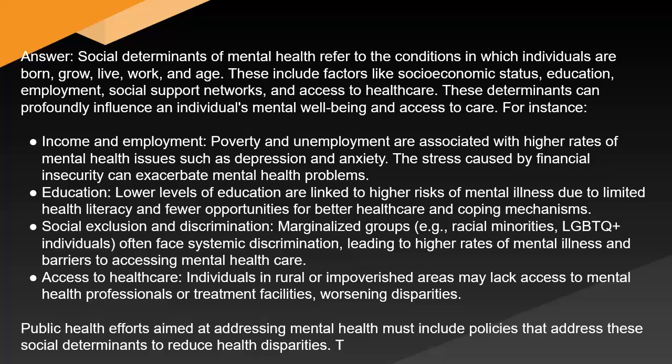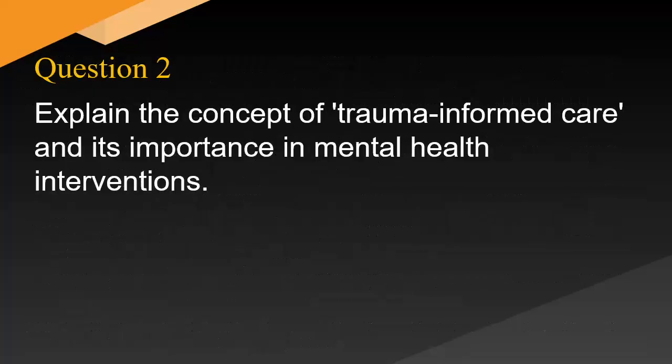Social exclusion and discrimination. Marginalized groups, e.g., racial minority and LGBTQ individuals, often face systemic discrimination, leading to high rates of mental illness and barriers to accessing mental health care. Access to healthcare. Individuals in rural or impoverished areas may lack access to mental health professionals or treatment facilities, worsening disparities. Public health efforts aimed at addressing mental health must include policies that address these social determinants to reduce health disparities. Explain the concept of trauma-informed care and its importance in mental health interventions.